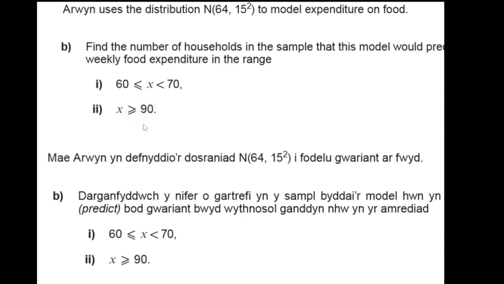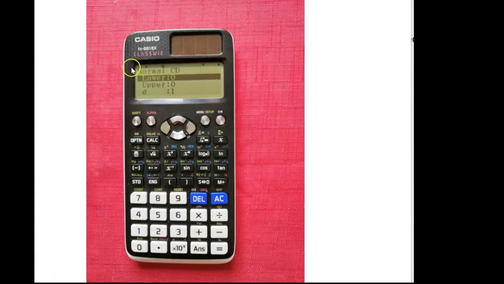Part 2, we want x being greater or equal to 90, so we want to find the probability that x is greater or equal to 90 and then use the fact that there are 80 households. So we go to the normal CD again. Our lower limit we can feed in is 90. Now for the upper limit, we've got to decide what we're going to use. In a normal distribution, we should find that the values lie within plus and minus 2 standard deviations of the mean, so nearly all the data should lie in that range.